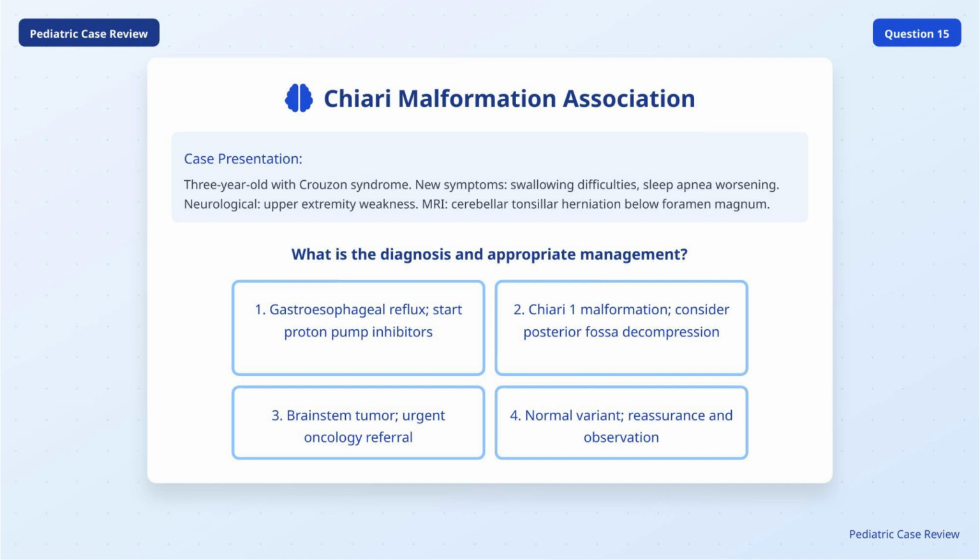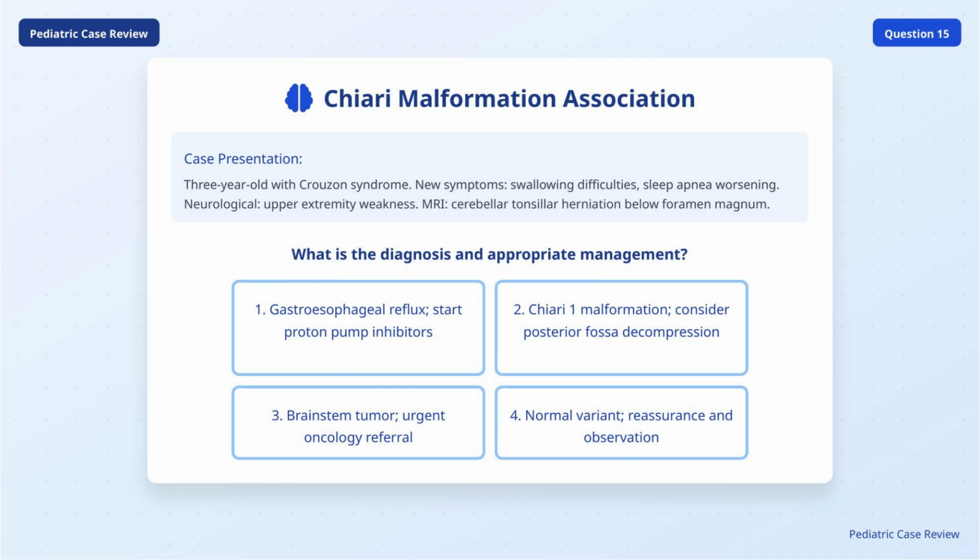A 3-year-old child with Prezone syndrome develops new symptoms, including swallowing difficulties and worsening sleep apnea. Neurological examination reveals upper extremity weakness. Magnetic resonance imaging shows cerebellar tonsillar herniation below the foramen magnum. What is the diagnosis and appropriate management?